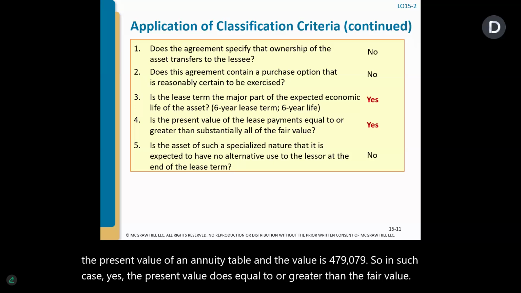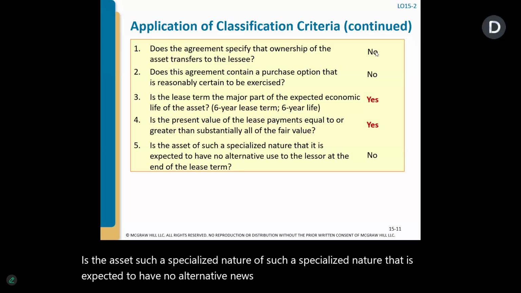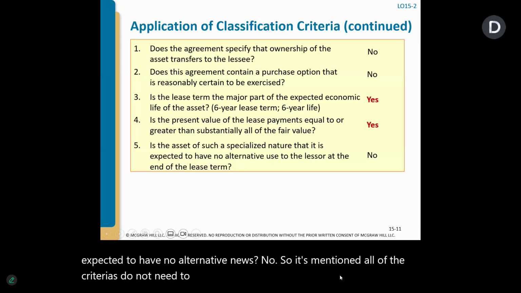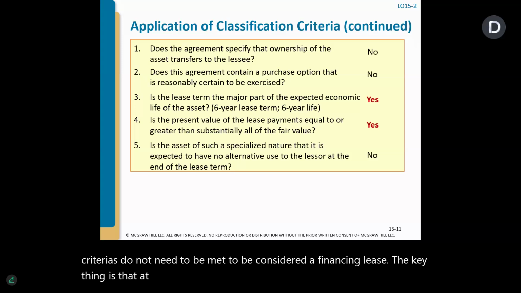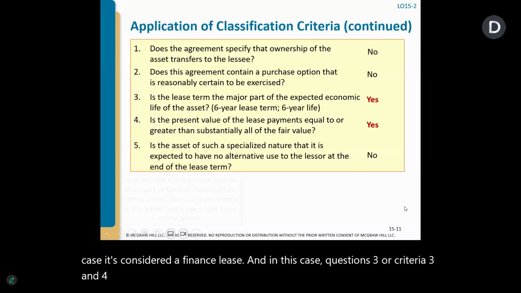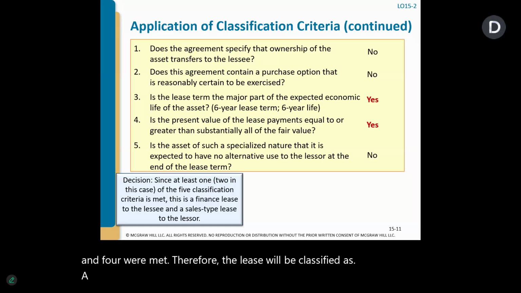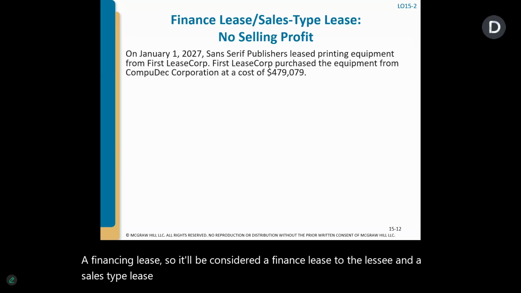And fifth, is the asset of such a specialized nature that it's expected to have no alternative use? No. So as mentioned, all of the criteria do not need to be met to be considered a finance lease. The key thing is that at least one criterion must be met, and if it does, then in such a case, it's considered a finance lease. And in this case, criteria 3 and 4 were met. Therefore, the lease will be classified as a finance lease. So it'll be considered a finance lease to the lessee and a sales type lease to the lessor.